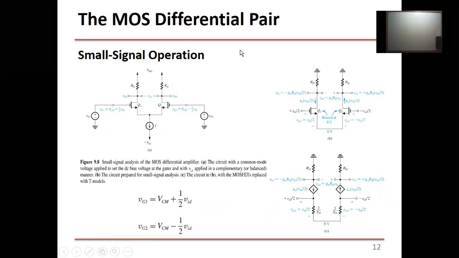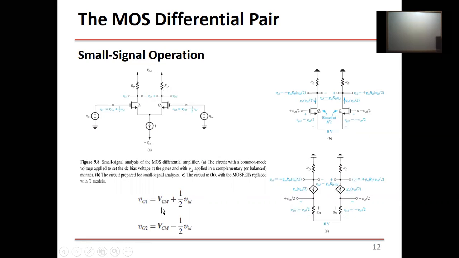In small signal operation, we do the AC analysis, and in AC analysis we said we have to do 3 things. First, we short circuit all the voltage sources. Second thing, we short circuit all the capacitors, the coupling capacitors and bypass capacitors. We don't have them here. And third thing is to replace the transistor with its model. And here we replace it with the T model.